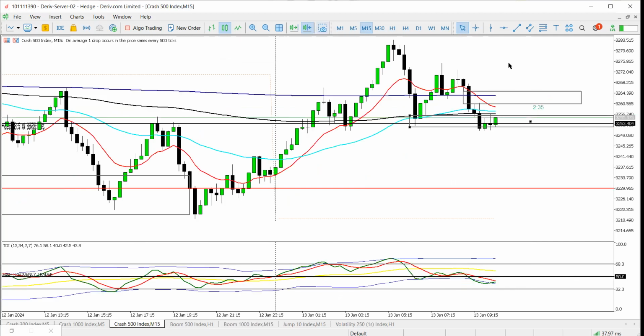Let's see C5. C5 is a high probability. Once we scale in back to 3260 there, we're looking to add more positions. So I think that's it for me.